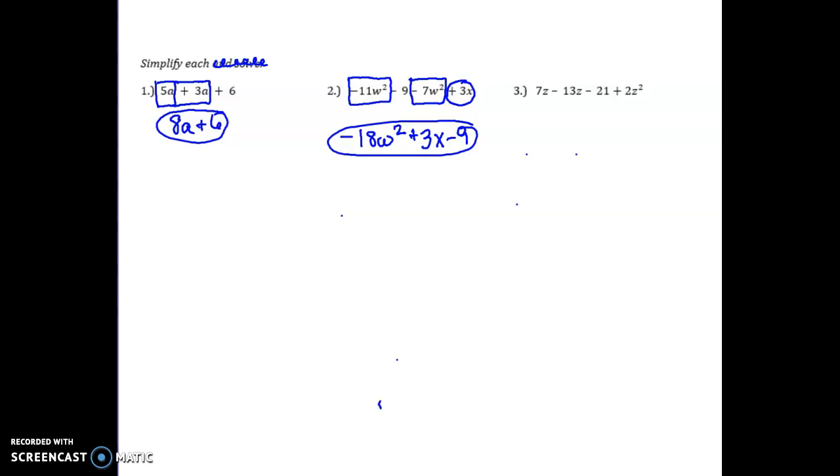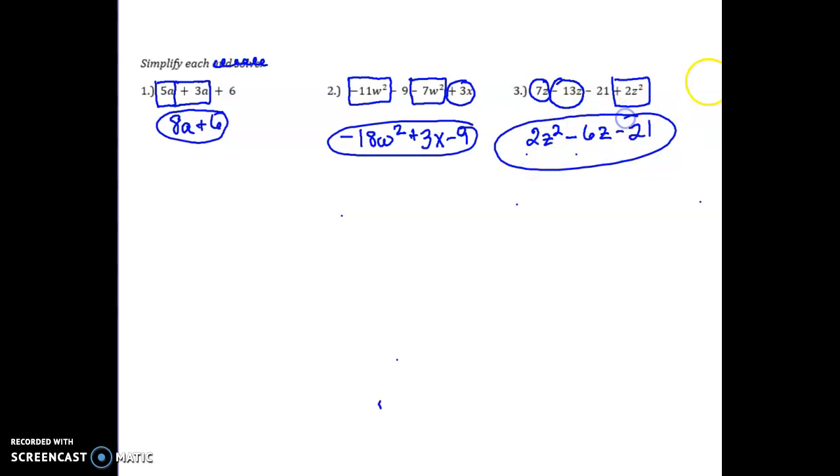Okay, and then for the third one, I'm going to look first, and I've got a 2z squared. So 2z squared, I can't combine it with anything, but I do have a 7z and a negative 13z. So notice I circle around the negative. So 7 minus 13 is a negative 6, and I don't forget my z. And then my constant is a negative 21. Okay, so that would be my answer there.